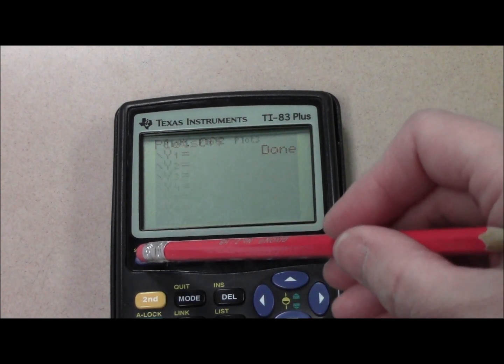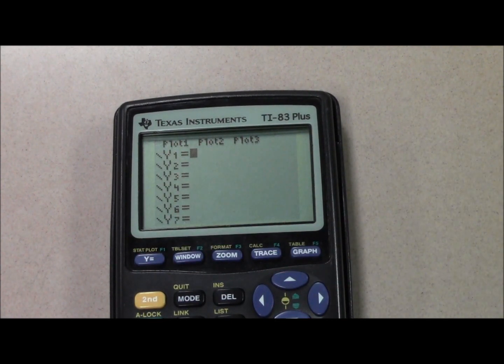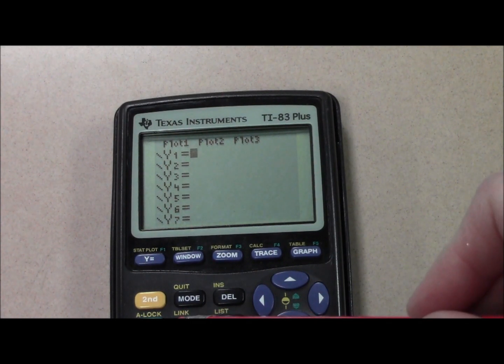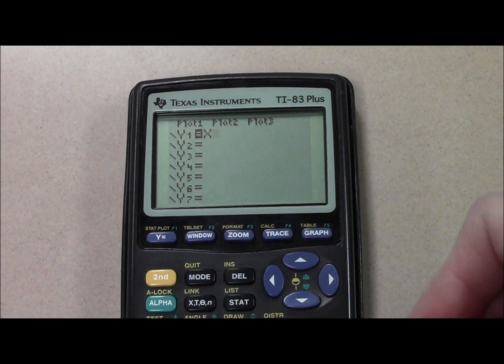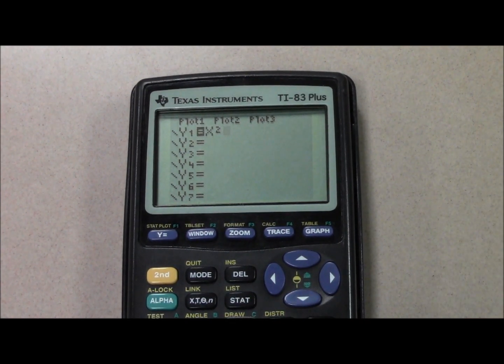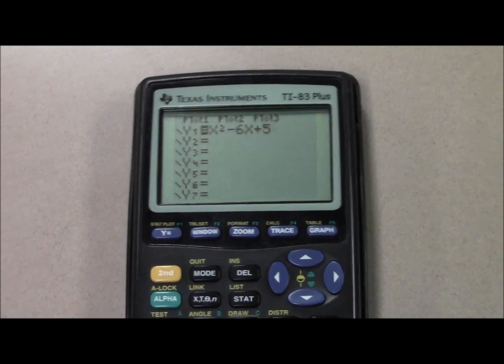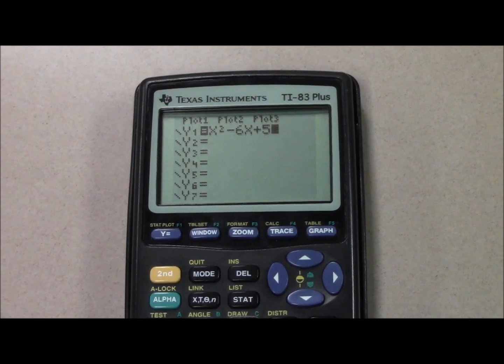Then you'll go into y equals, and we need to enter that equation that we were looking at. We need to use x squared minus 6x plus 5, and make sure that that's entered correctly into your calculator.